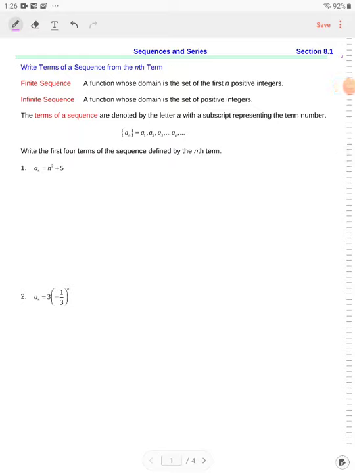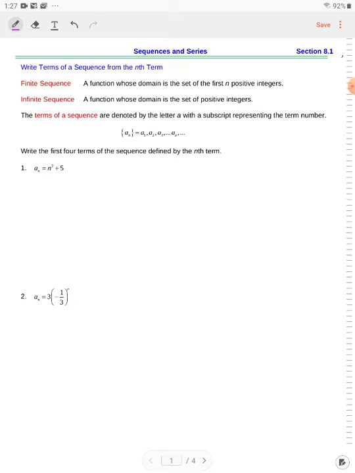We're going to talk about sequence and series. To write the terms of a sequence from the nth term: a function whose domain is the set of first n positive integers is known as a finite sequence. A function whose domain is the set of positive integers is an infinite sequence. The terms of the sequence are denoted by a letter A with a subscript. So, for example, A10 would be the 10th term in the sequence.